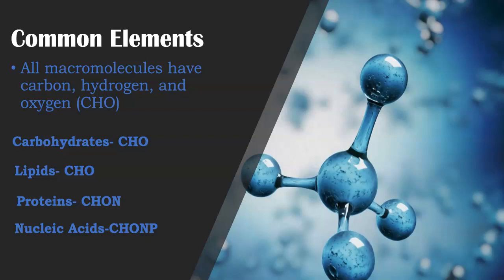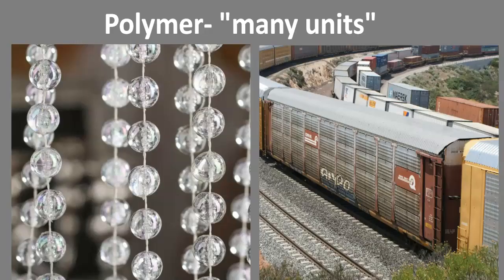Now let's talk about how macromolecules are built. Macromolecules are polymers. If we break down the word polymer, we get a simple definition: poly meaning many, and mer meaning unit. So a polymer is something with many units. And again, that's what a macromolecule is. Polymers are long chains that have identical or very similar molecular units.